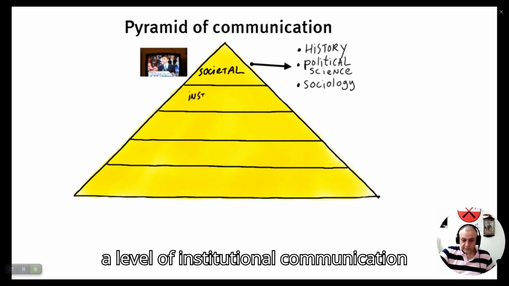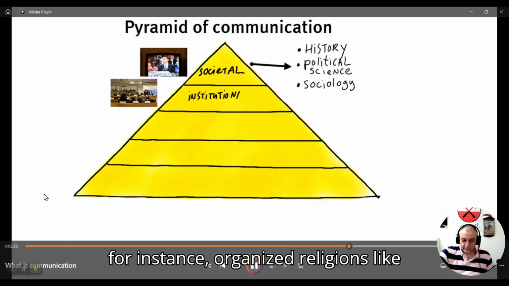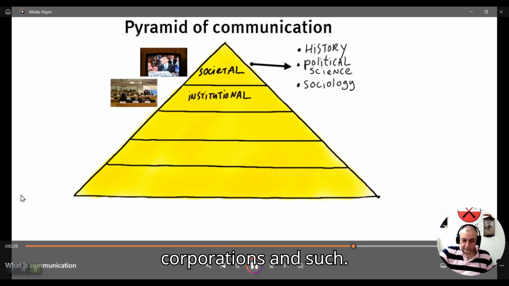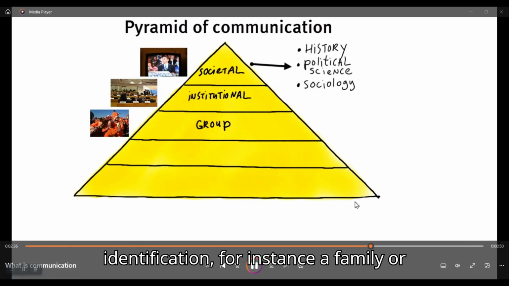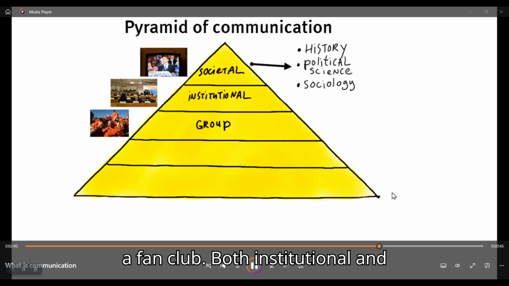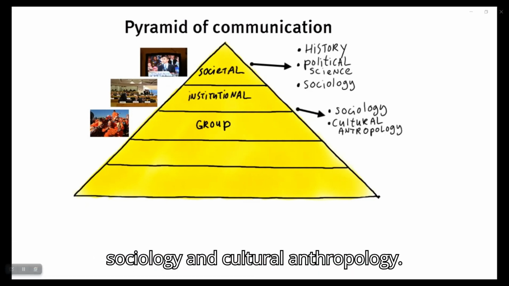Under that is the level of institutional communication that is performed by political parties, for instance, organized religions, and corporations. Then comes the level of group communication. Groups are audiences that feel a high level of group identification. For instance, a family or a fan club. Both institutional and group communication are in the field of sociology and cultural anthropology.